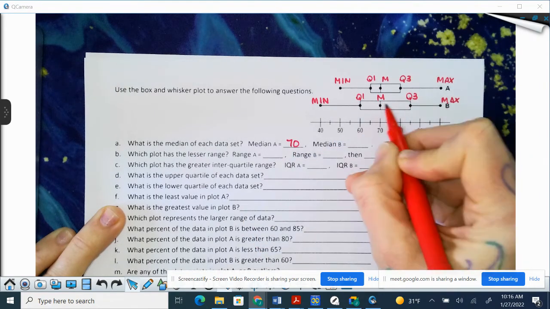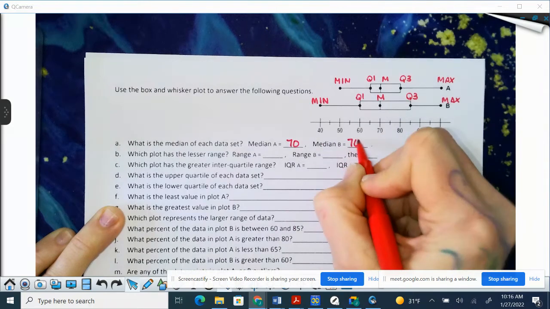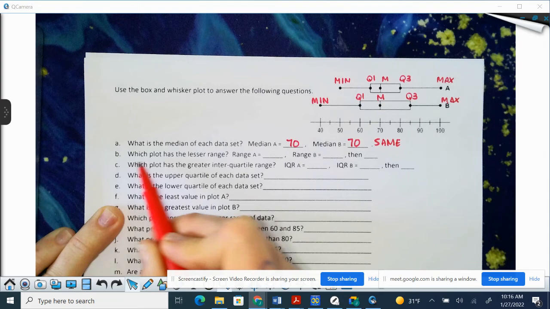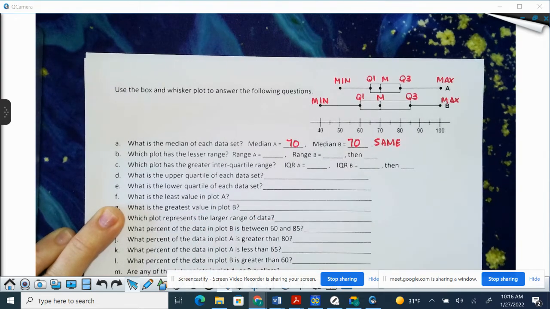Median for B is going to be 70 as well. So they're the same. Which plot has a lesser range? Which one has a smaller range?